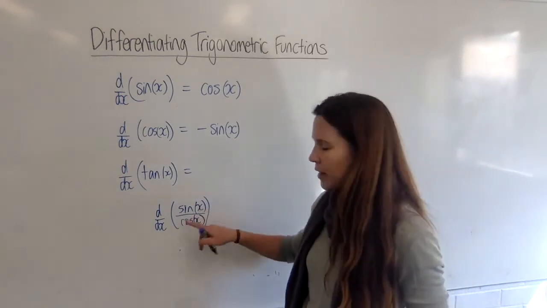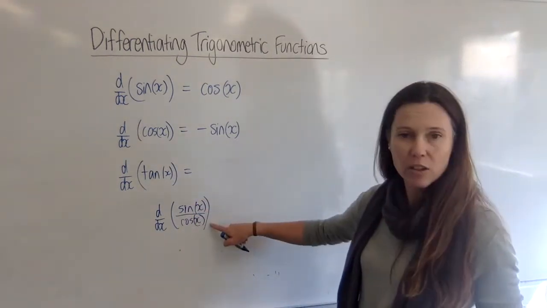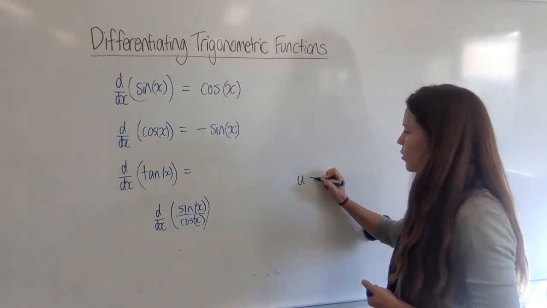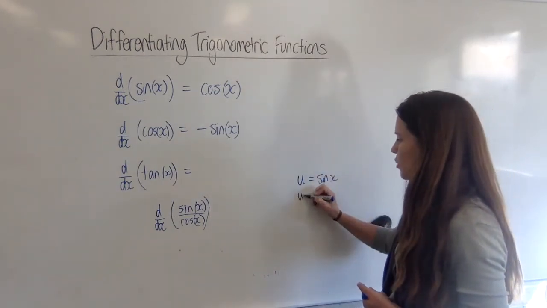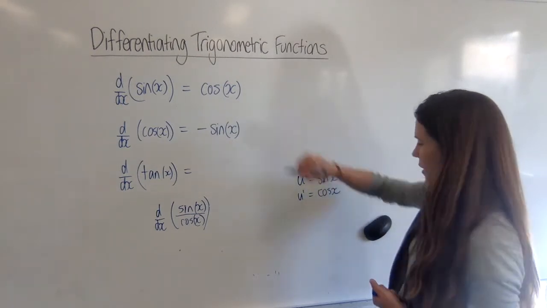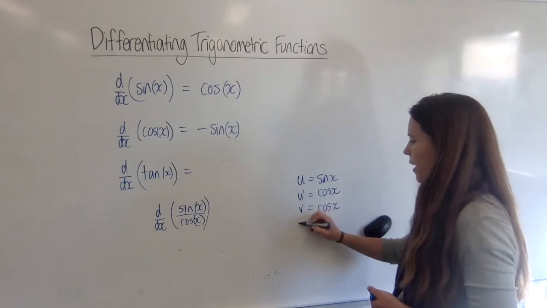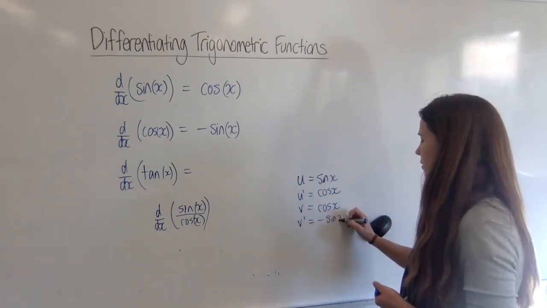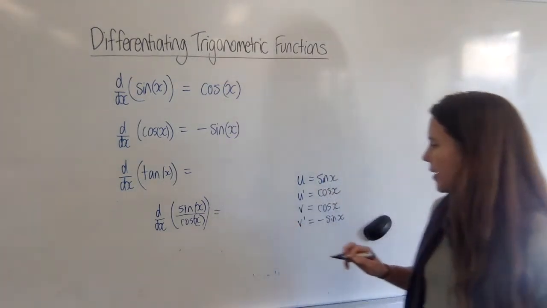Now, if you're differentiating something and it's got x in both the parts and they're divided by each other, we need to use the quotient rule. So using the quotient rule, if I say u is the thing on the top and u dash is when I differentiate that, differentiating sine x, I get cos x. And v is the thing on the bottom, and when I differentiate that, I get minus sine x. Now we can come up with a rule to differentiate tan x.